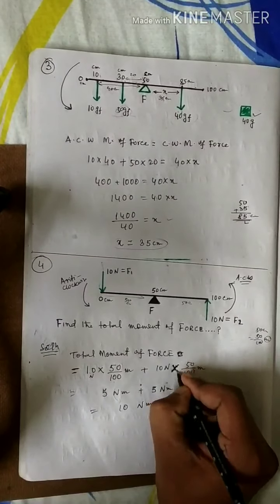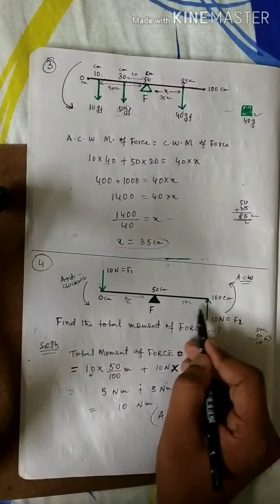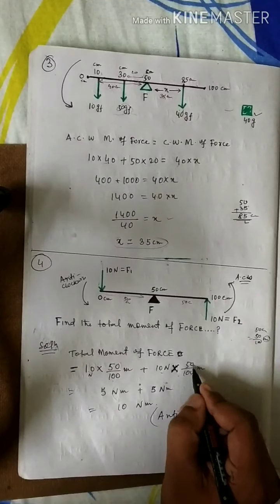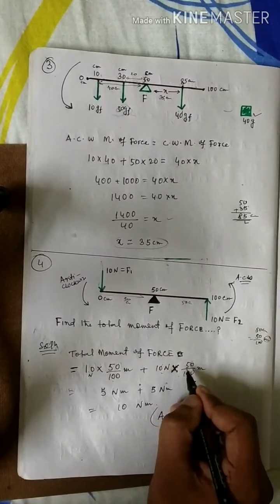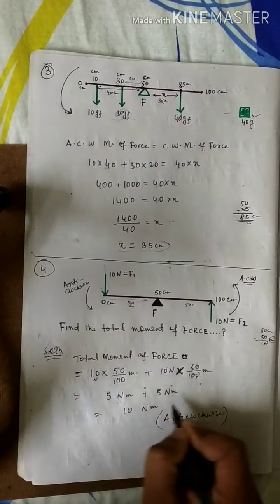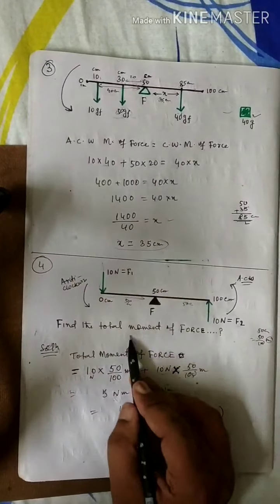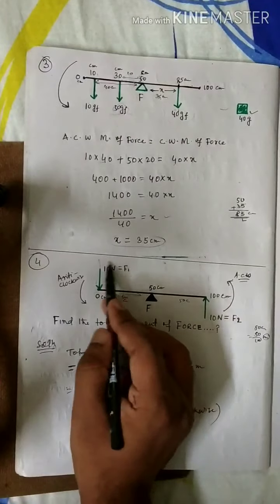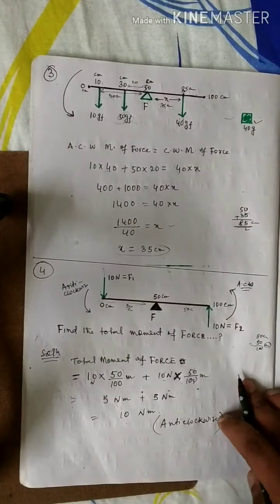Please do the correction in your notes. 10 Newton, and this distance is 50 centimeter. Centimeter will become meter by dividing by 100. So this will cancel. We get 5 Newton meter. Here also 5 Newton meter. So 5 plus 5, total 10 Newton meter. So the total moment of force is 10 Newton meter to rotate this one, if you apply force 10 Newton and 10 Newton. Clear?